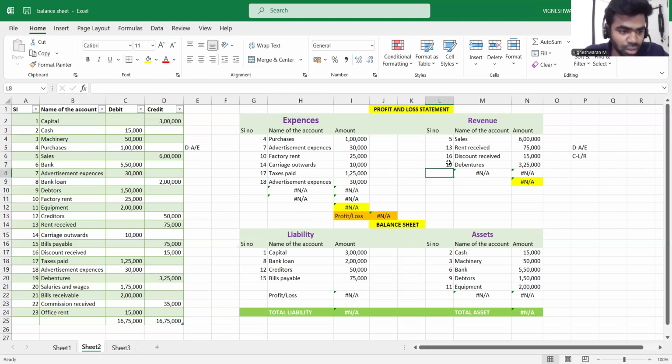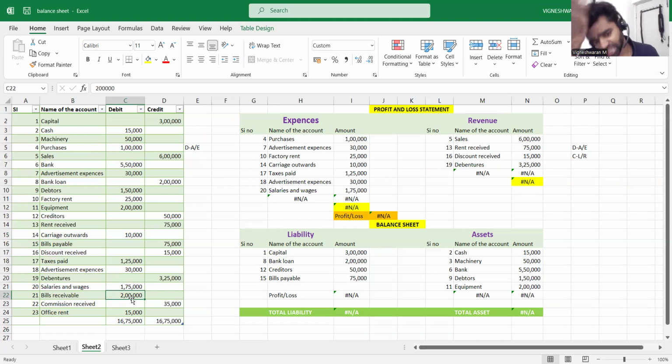Then salaries and wages, of course, will go in the expenses. Then 21, bills receivable. Bills receivable is in the debit side. Debit means either an asset or an expense. It's not an expense, so it is an asset, right? Bills receivable means I will receive some money. So 21.